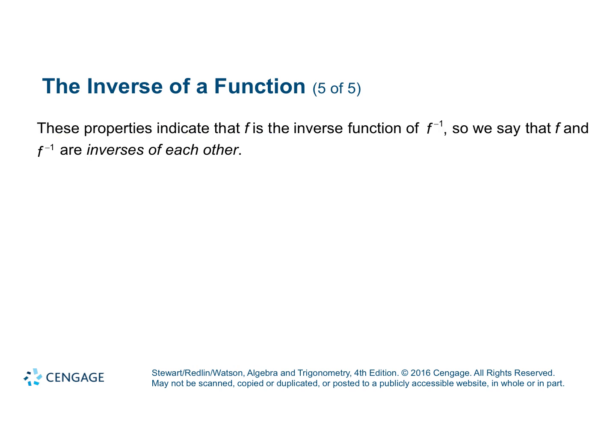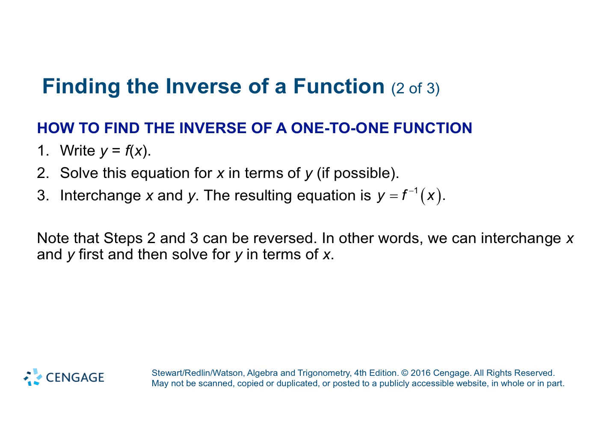So these properties indicate that f is the inverse function of f⁻¹. So we can say that f and f⁻¹ are inverses of each other. These are the steps on how to find the inverse function when you're given a function. Write y = f(x), solve the equation for x in terms of y if possible, and now interchange x and y.